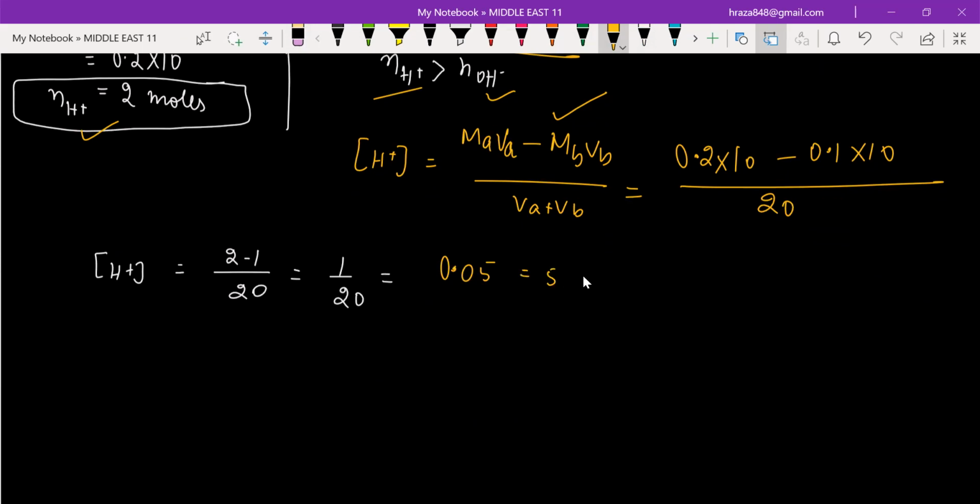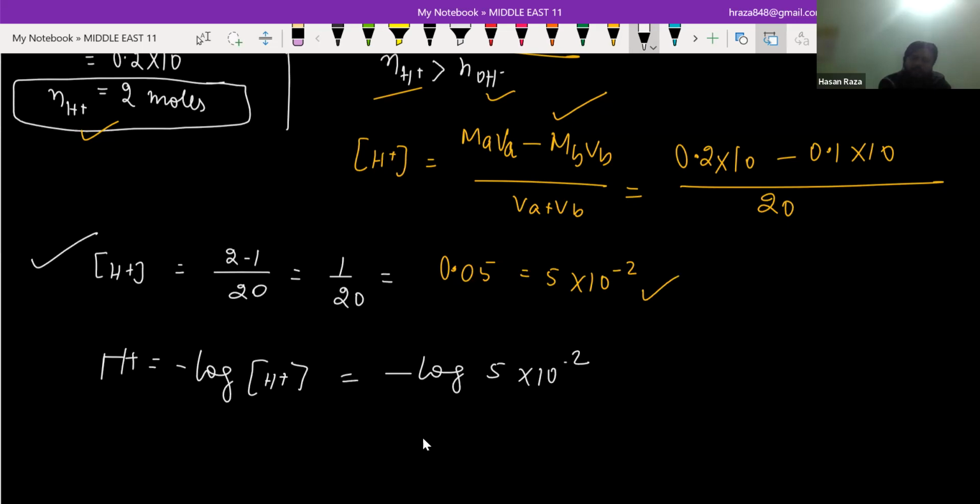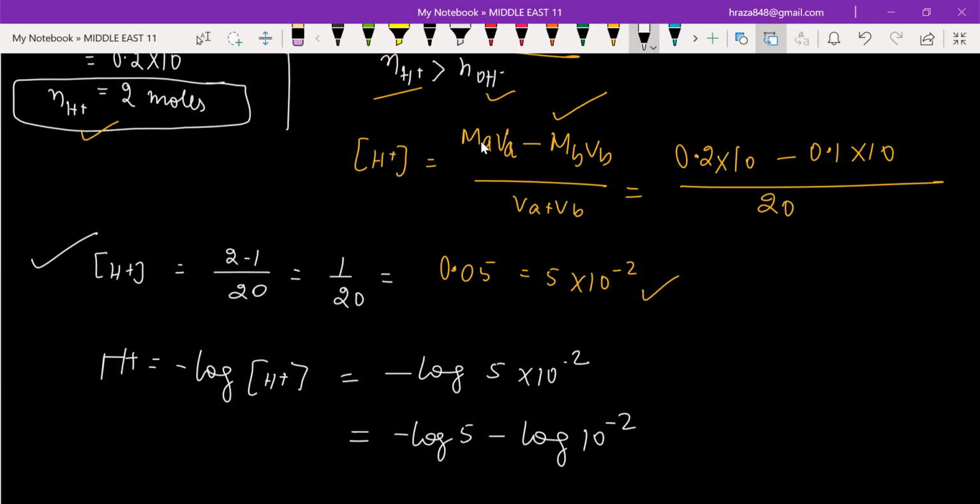So we can also write 5 into 10 raised to the power minus 2. Now we got the concentration of H plus. So pH is equal to minus log of H plus, that is 5 into 10 raised to the power minus 2. And we know the formula how to calculate this: minus log 5 and minus log of 10 raised to the power minus 2. Can you solve it? Yes, sir.